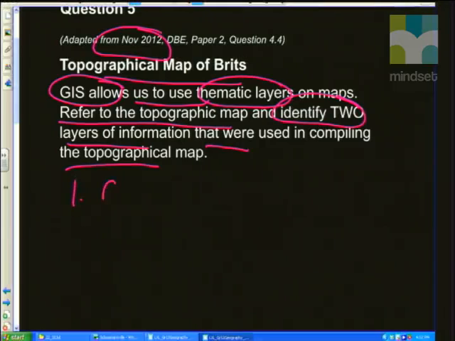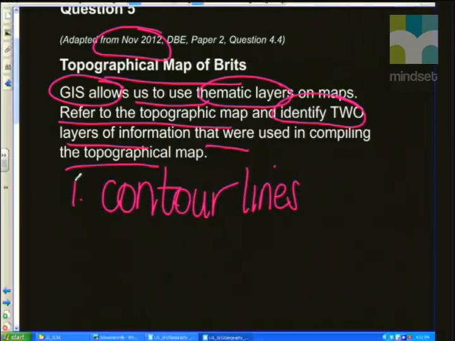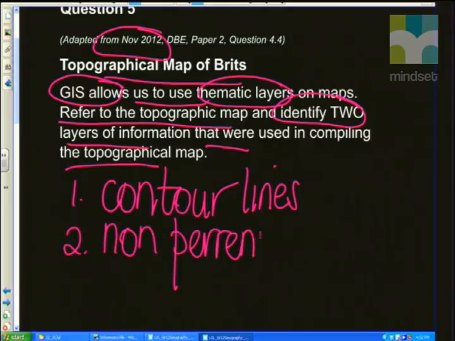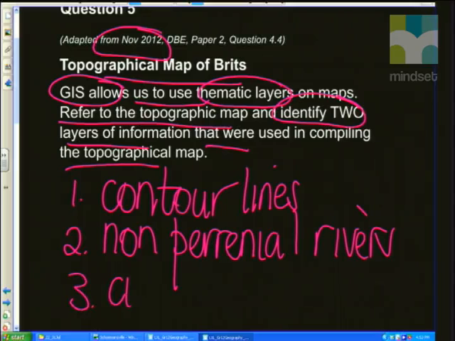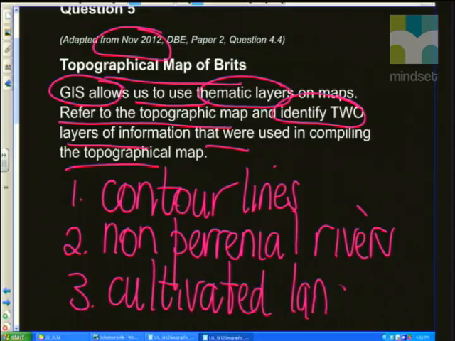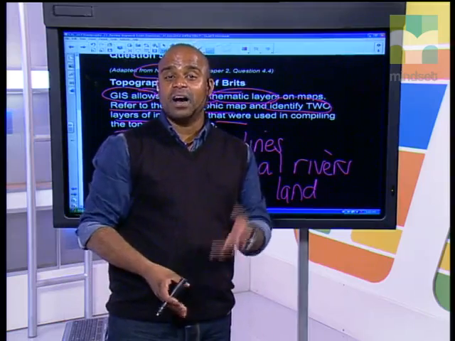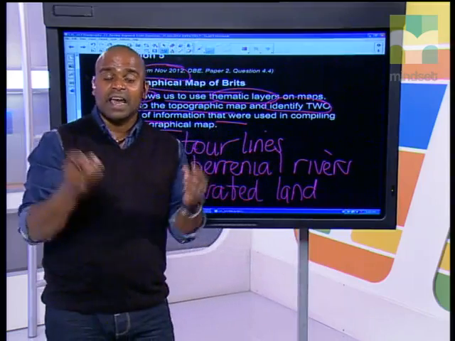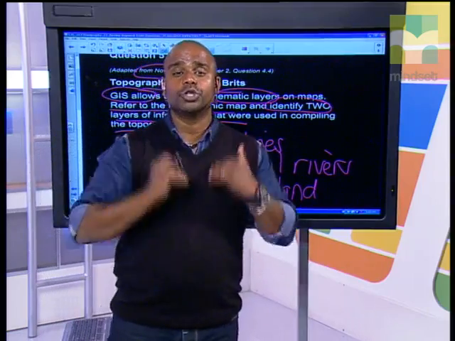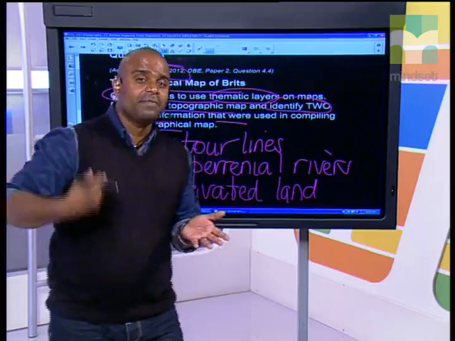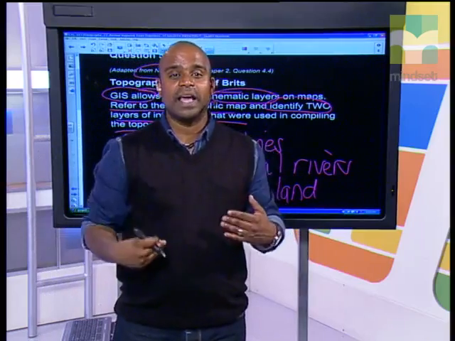Number 1, contour lines. 2, non-perennial rivers. And again, 3, cultivated land. So these aspects, again, note the frequency of the type of question. Again, it's being asked: data layers, thematic layers, and all these put together on a topographical map, which you must be able to use and identify different objects from your key as well as legend.